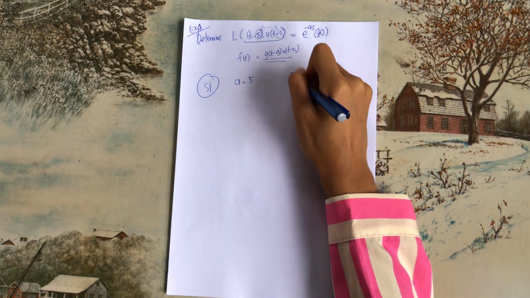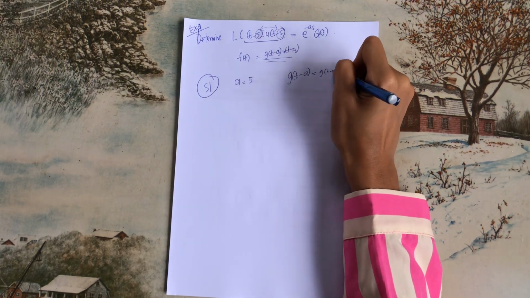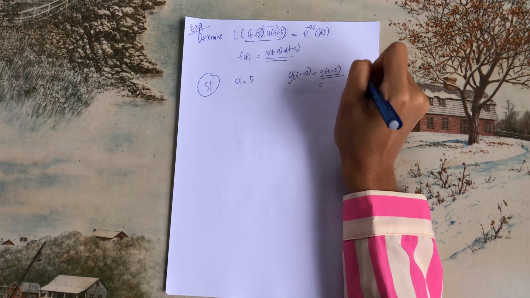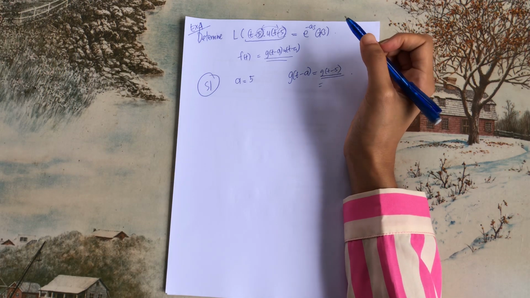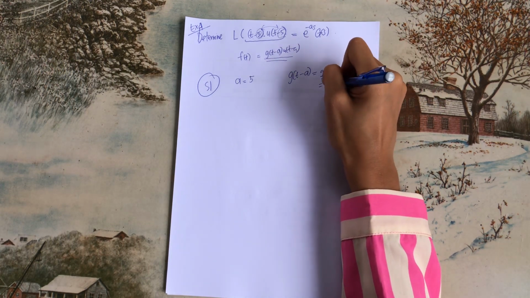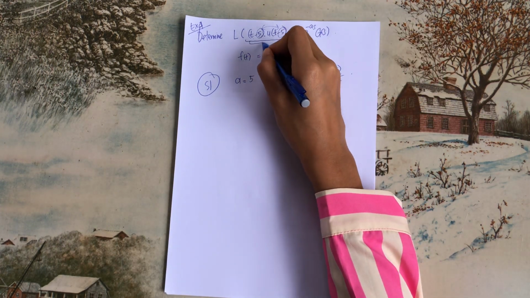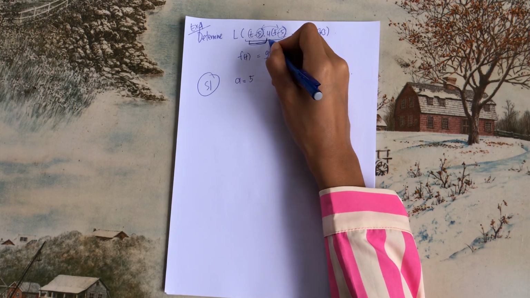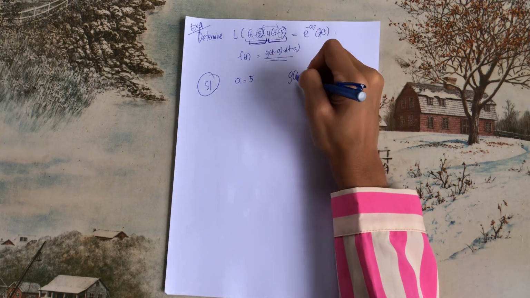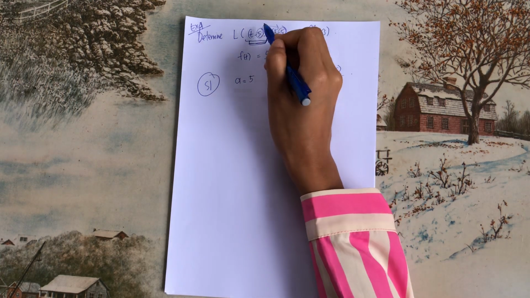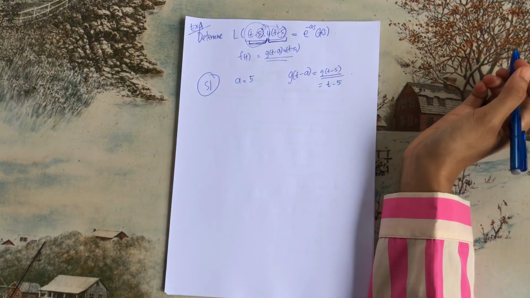Next, identify what your g(t minus a), or g(t minus 5), is. By referring to your function here, clearly we can find that g(t minus 5) is t minus 5, because this one is u(t minus 5), u(t minus a). So you want to determine g(t minus 5), which is t minus 5.